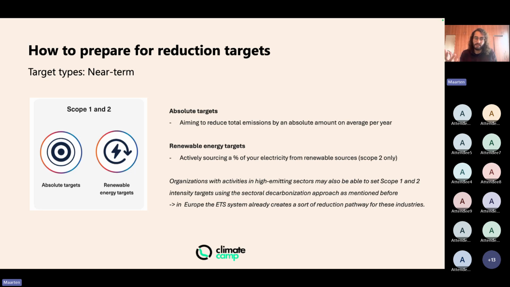These companies think about setting reduction targets, but then it's mostly focused on scope 3 reduction, as ETS is already forcing them to reduce scope 1 and 2. So this is important to keep in mind if your company is within the high energy business.